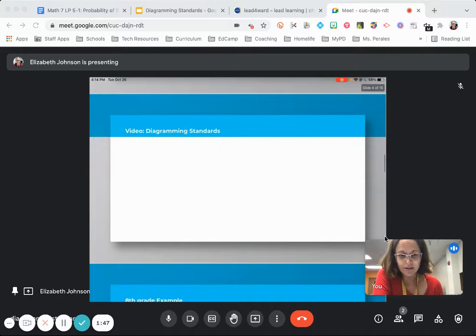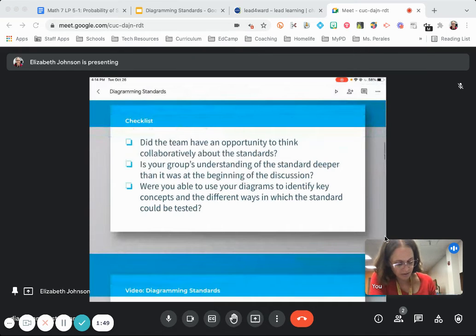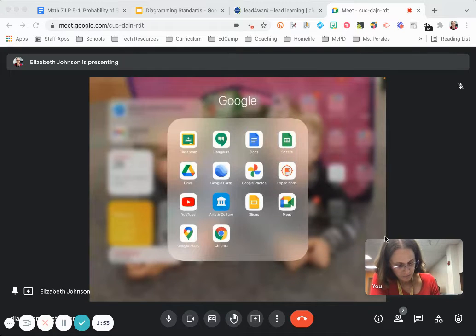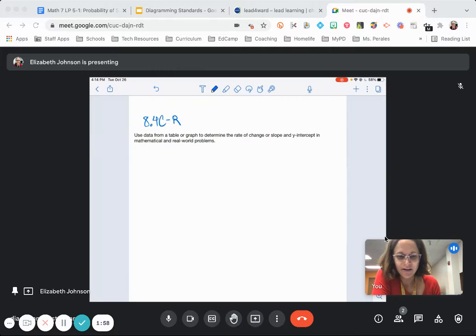So let's talk a little bit about some standards that you might want to diagram. I've got an example we're going to look at real quick. Okay, so I wanted to look at 8.4 CR. This is a readiness standard from 8th grade. It says use data from a table or graph to determine the rate of change or slope and y-intercept in mathematical and real-world problems. So let me show you the Liz Johnson way to diagram this. And just remember, this is how I would do it. You might do it a little bit differently.